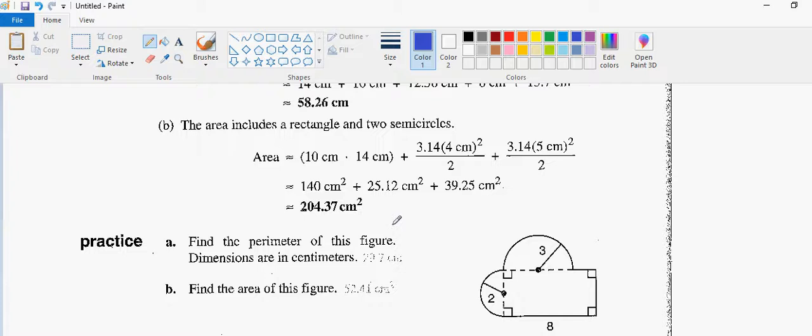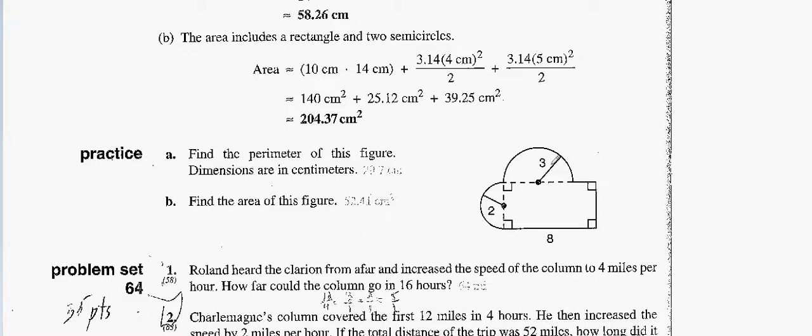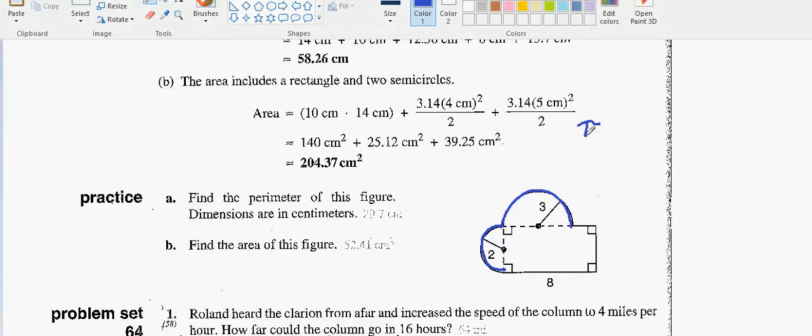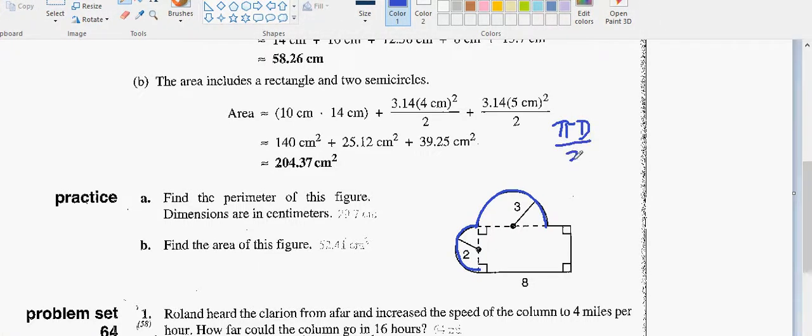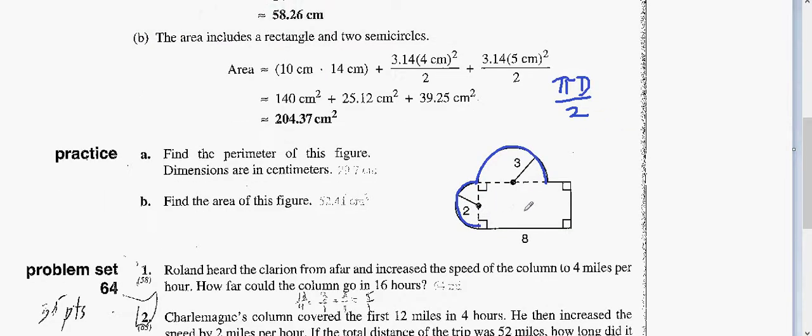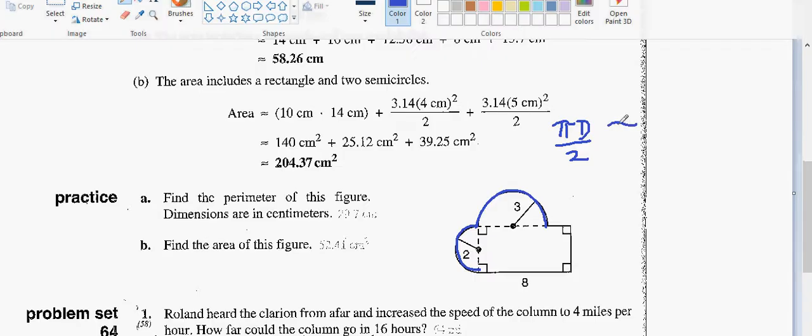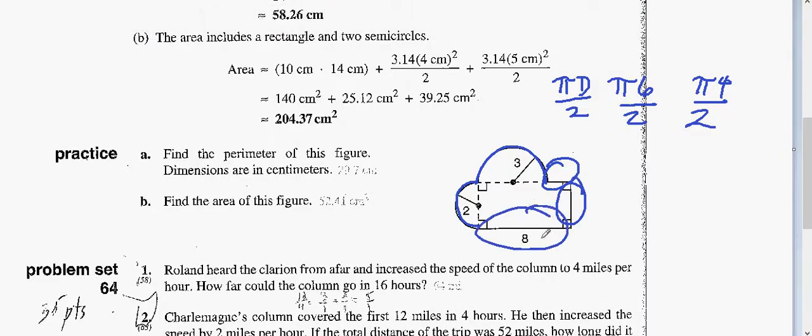Okay. Let's take a look one more time now at, I guess, the problem you get to do. They break it up into A and B, but A is your perimeter, B is your area. First of all, this is called what? An arc length. Same with this one. You've got 2 arc lengths to consider. Remember, pi diameter divided by 2. Add those together. Remember, diameter is this times 2. So this one is pi 6 divided by 2, and the other one is pi 4 divided by 2. Then you just need to add this, this, and this.